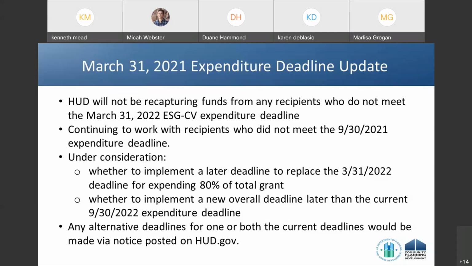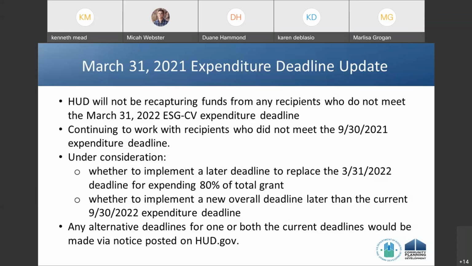We are, however, continuing to work with those recipients who did not meet the September 30th, 2021 expenditure deadline. If you are an ESG recipient who hasn't met that 20% deadline by last September 30th, then you would have received a letter and contact from your ESGCV CARES Act desk officer. So we'll continue to work with you through that process, reviewing spending plans, and we should have more news on that soon.